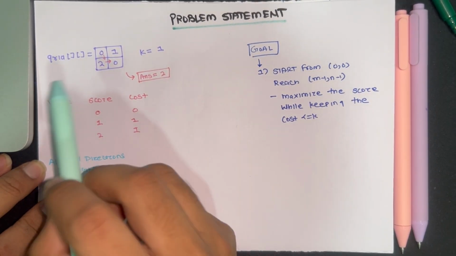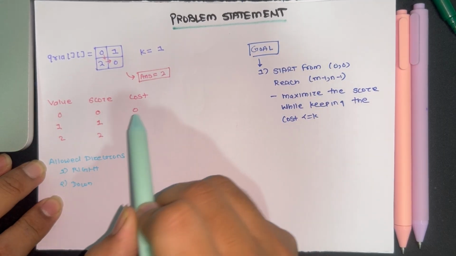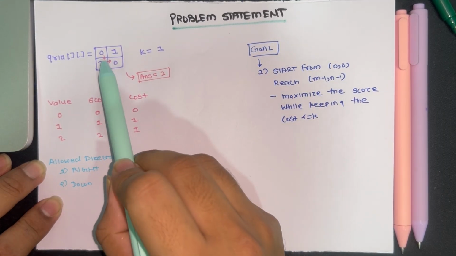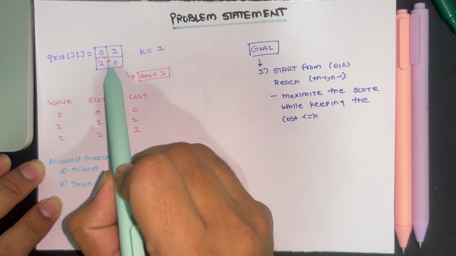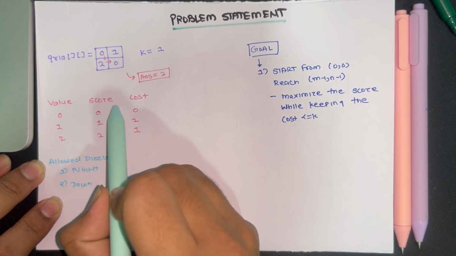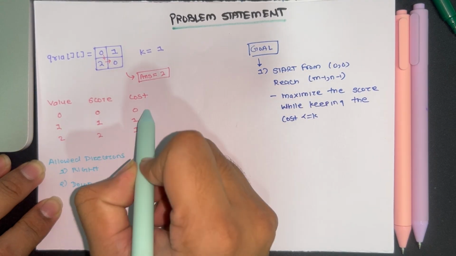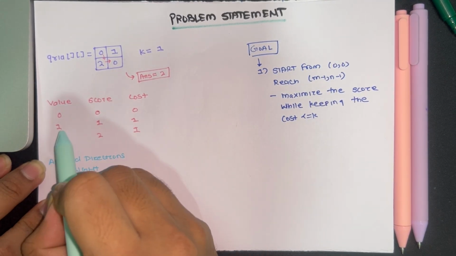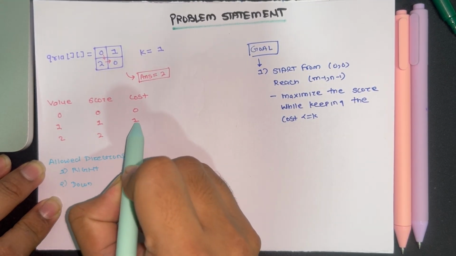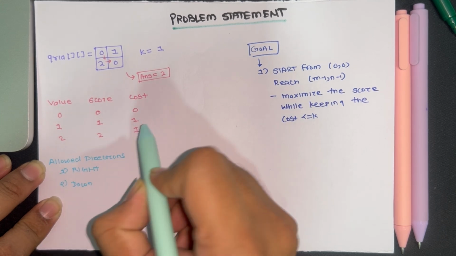So we have been given a grid and an integer k. Now this grid contains values 0, 1 and 2. The significance of these values is that they come with a score and a cost. When the value is 0, the score will be 0 and the cost of that cell will be 0. For 1, score will be 1 and cost will be 1. For 2, score will be 2 and cost will be 1.